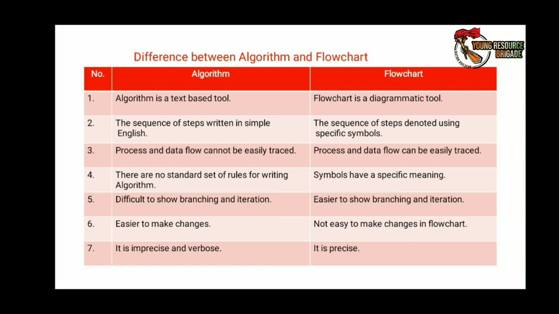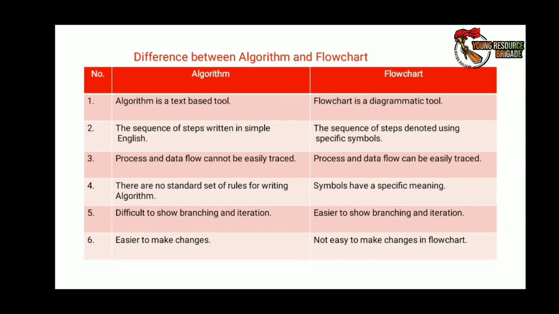First difference: an algorithm is a text based tool and a flowchart is a diagrammatic tool. Then second, in an algorithm the sequence of steps is written in simple English words, whereas in a flowchart the sequence of steps is denoted using special symbols. The third difference: the process and data flow cannot be easily traced in an algorithm, whereas in a flowchart the process and data flow can be easily traced using the flow lines.